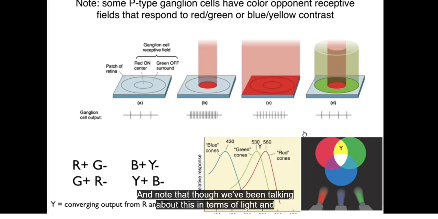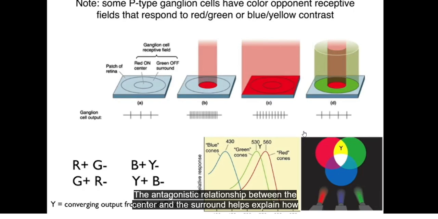And note that though we've been talking about this in terms of light and shadow for the rods, the same type of dynamic and the same type of receptive field organization also exists for retinal ganglion cells which are being fed by cones, except instead of simply being a question of the total luminance, there's also a degree of color opponency, such that P-type retinal ganglion cells signal contrast between red and green and blue and yellow regions projected onto the retina. This provides the starting basis for our ability to perceive color in the world around us.